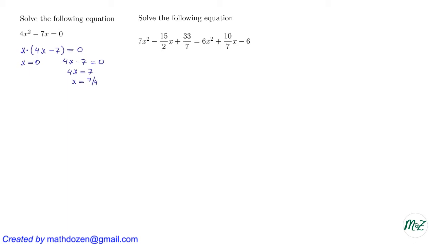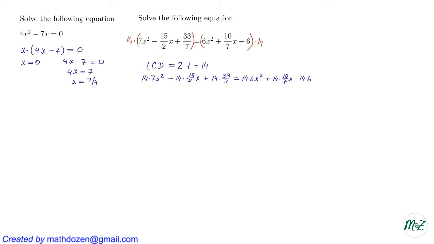Now on to the right equation, we examine all the coefficients and see that we can come up with the least common denominator of 2 times 7. That's pretty much all the denominators that we have. So we'll start by multiplying both sides of the equation by 14. So distribute 14 over each of the terms.